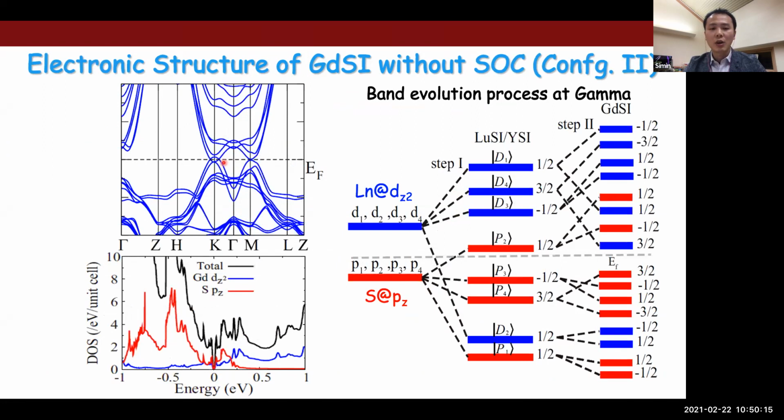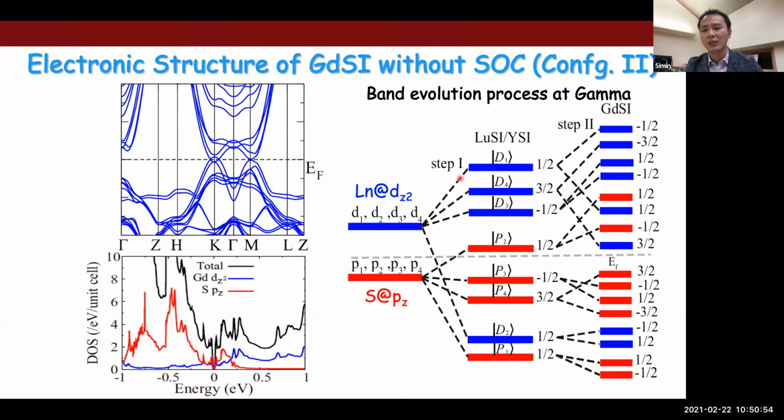For the band structure without spin-orbit coupling, there is a node line in the XY plane and a Weyl point in the HK direction, which are consistent with our tight-binding results. The partial density of states calculations tell us that the bands around the Fermi level are dominated by the pz orbitals of sulfur atoms and the dz-square orbitals of gadolinium atoms. In order to understand the band inversion mechanism of those materials, we studied the band inversion process at the gamma point. We start from the atomic limit of those orbitals.